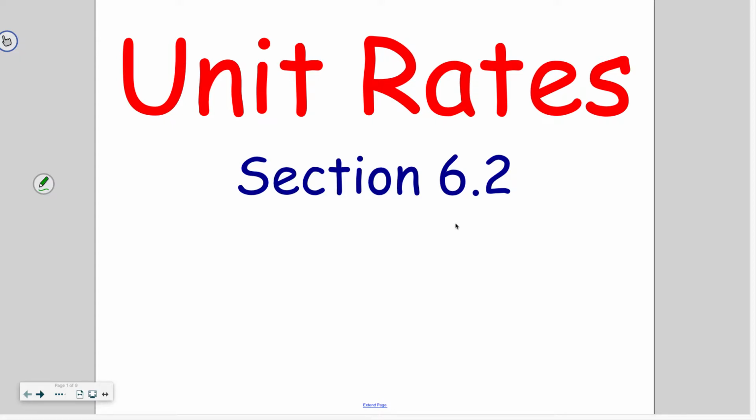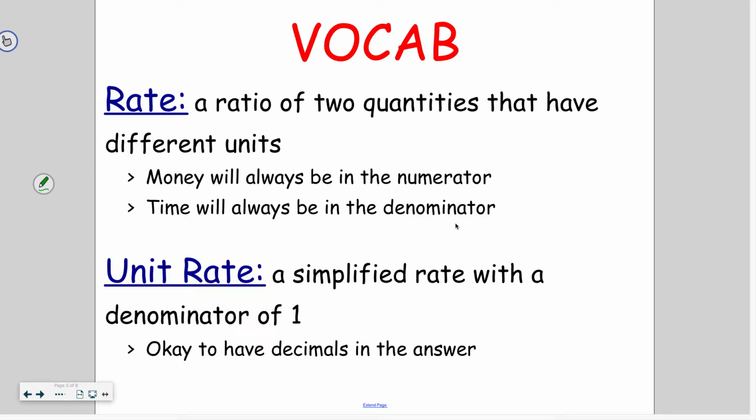Hello class, today we're going to look at section 6.2, which is addressing unit rates. A rate is a ratio that compares two quantities that have different units.